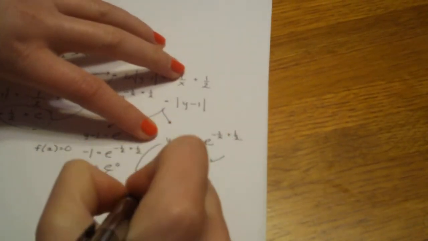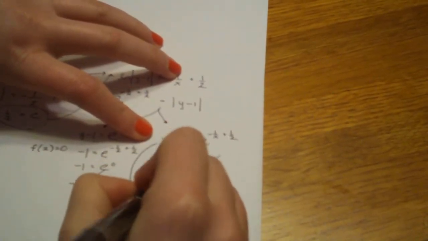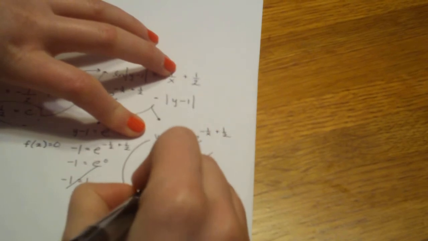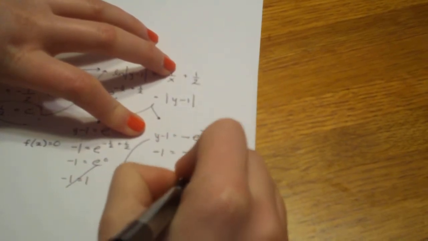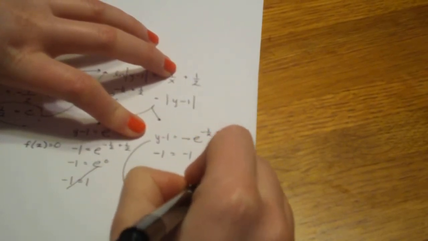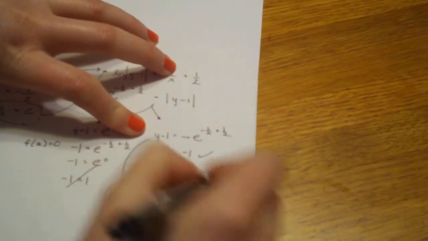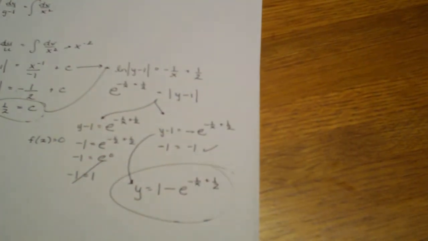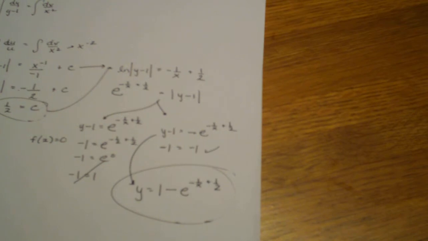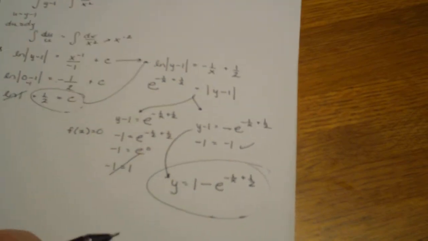So I have to take this equation, but I have to make sure I solve for y. So my final answer is y is equal to, add 1 to both sides, 1 minus e to the negative 1 over x plus 1 half. So that's your answer for part B. That's your particular solution.